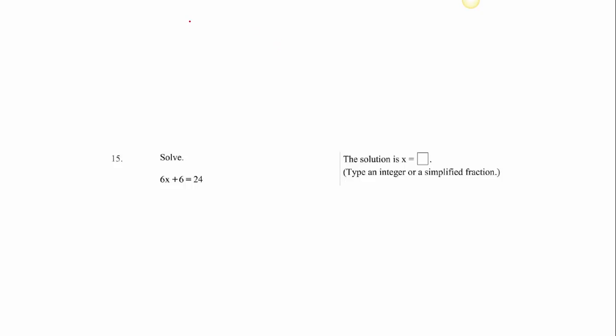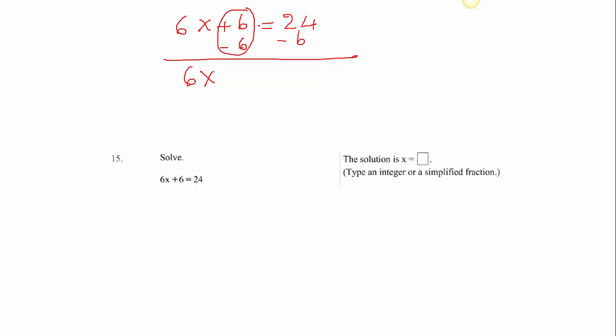Let's solve this linear equation. 6x plus 6 equals 24. Always start by the addition principle. Add -6 to both sides. So here we have 6x. These will cancel because -6 plus 6 is 0. 24 minus 6 is 18.